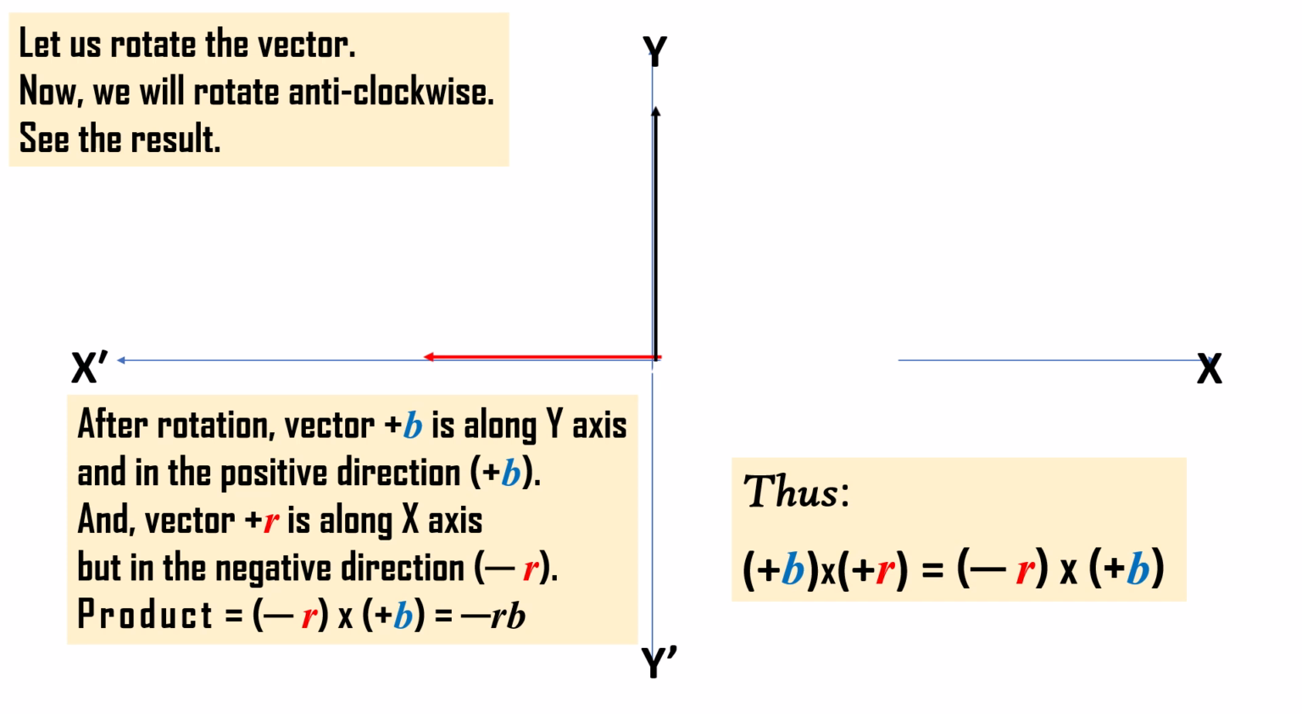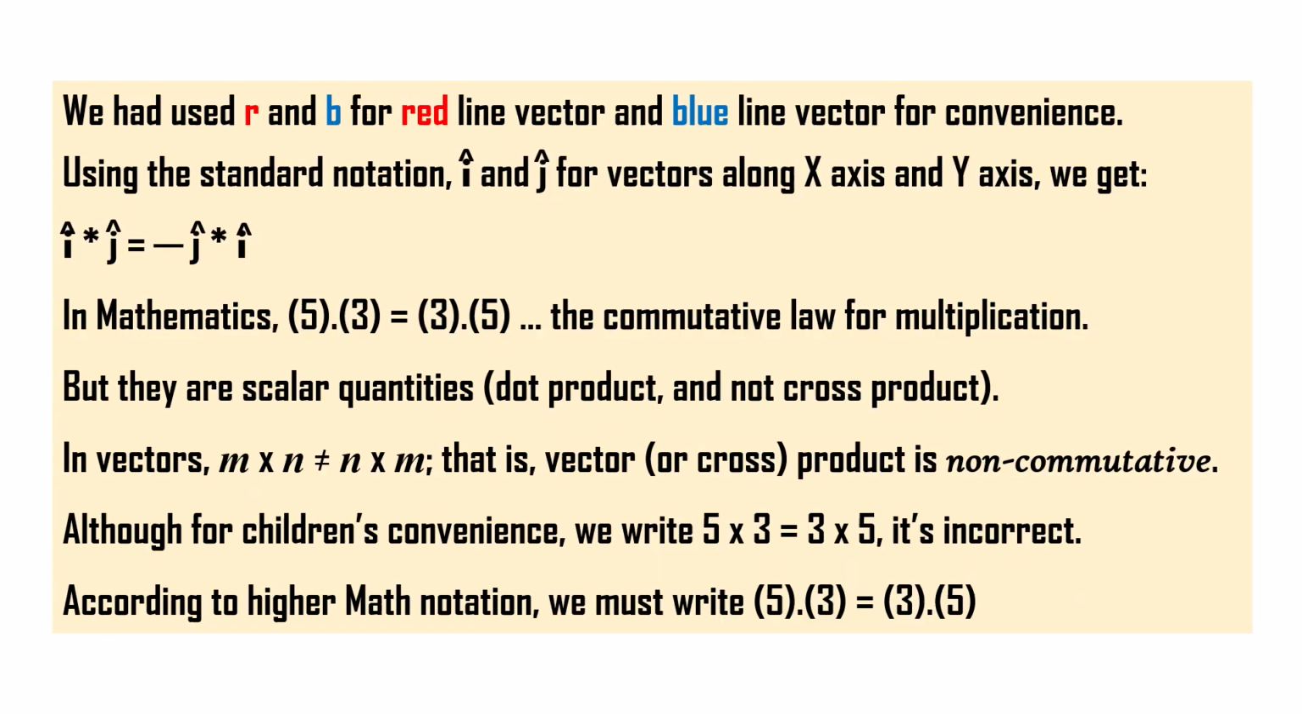Thus, it is non-commutative. For convenience, we had used R and B for red line vector and blue line vector. Using the standard notation i and j for vectors along the x-axis and y-axis, we get i into j is equal to minus j into i.